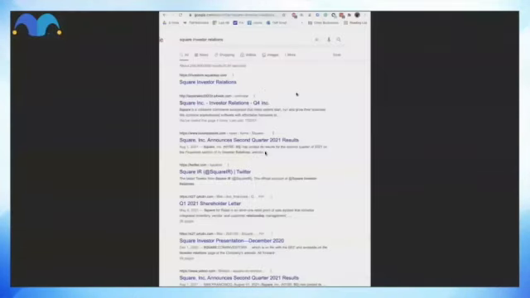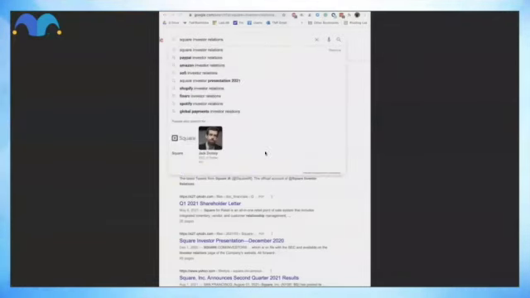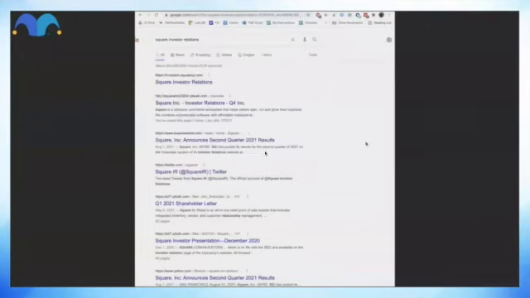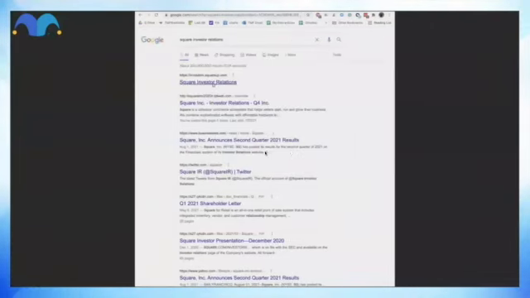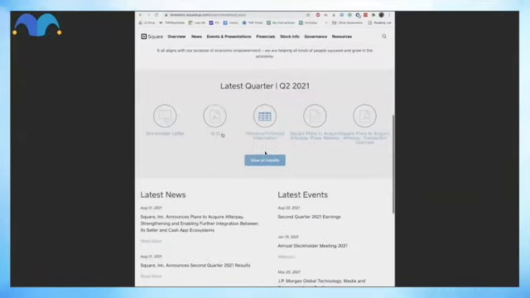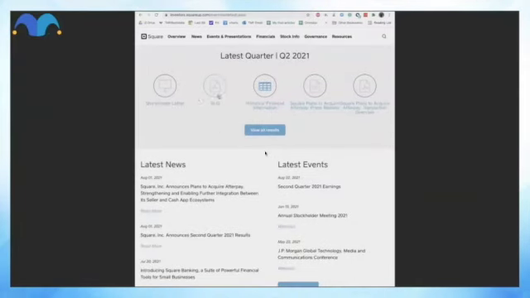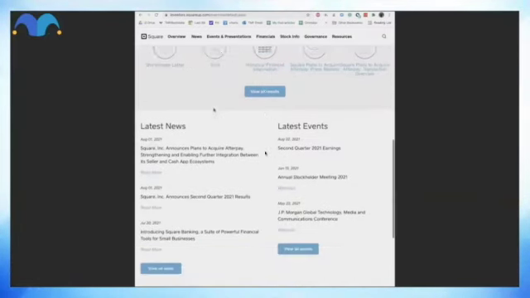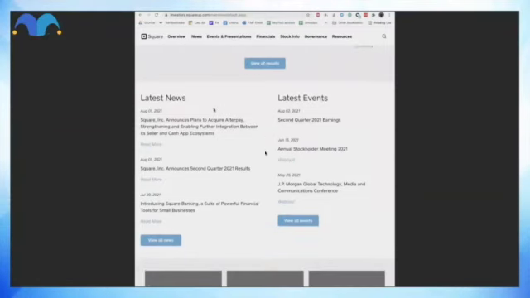Google Chrome. All right, so here's what we do. I always just search "Square Investor Relations" on the Google page. Dr. Google, and the Square Investor Relations comes up. So you poke on that. There's a bunch of stuff. You can see here's the latest quarter and the 10Q. But what I actually want is the annual report.